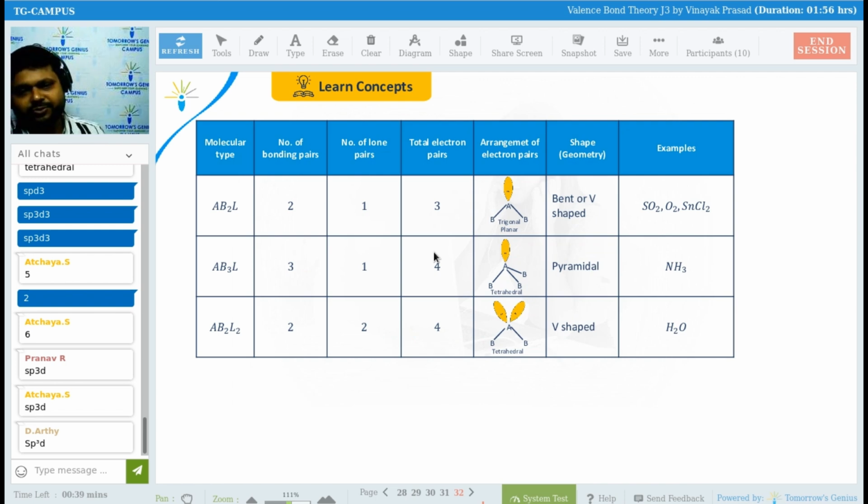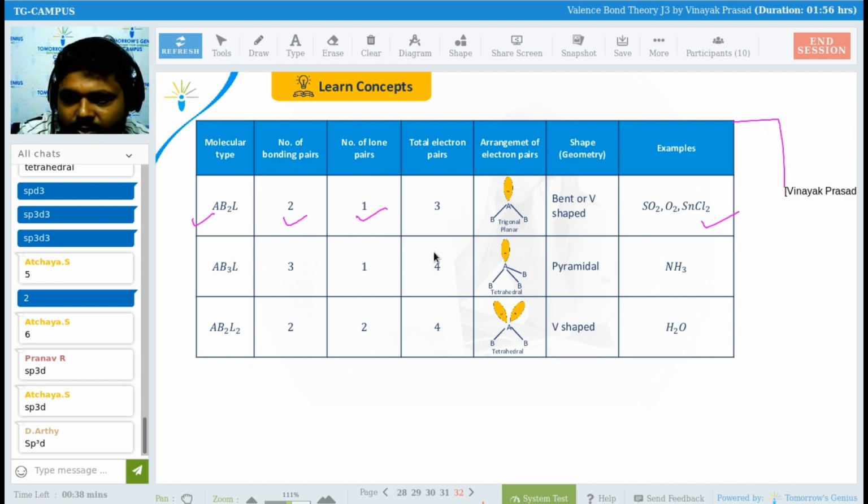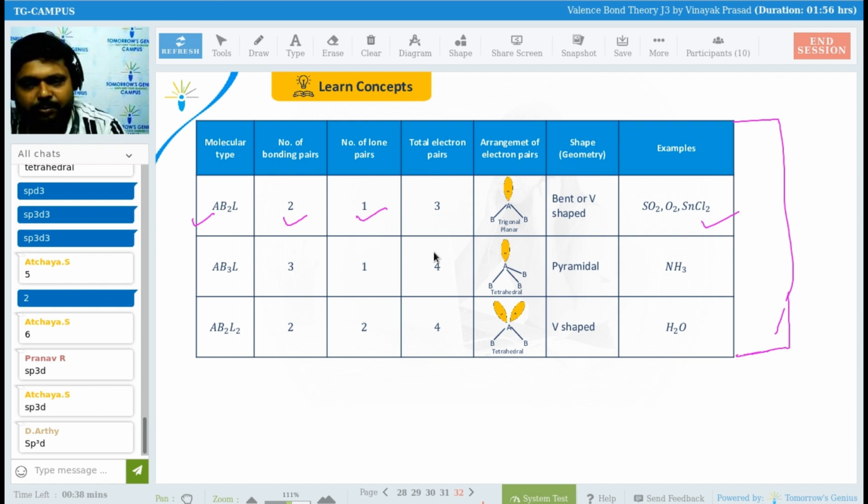Now this is the summary of what you have learned in today's class. If the total number of electron pairs is 3 and lone pair is 1, that is AB2L type, where the number of bonding atoms is 2 and the number of lone pairs is 3. So there can be a shape, either bent shape or V shape, and their examples you can see. And you can make another box here, and you can give the name hybridization. Getting my point, everyone?